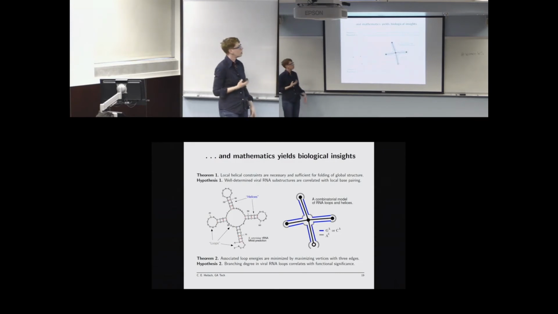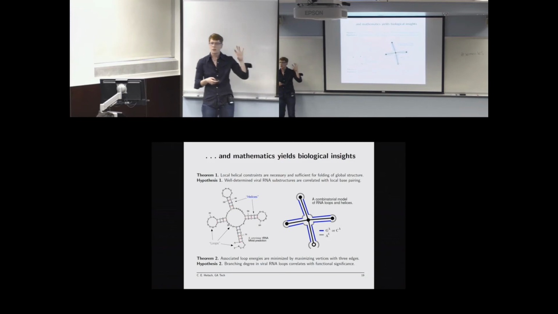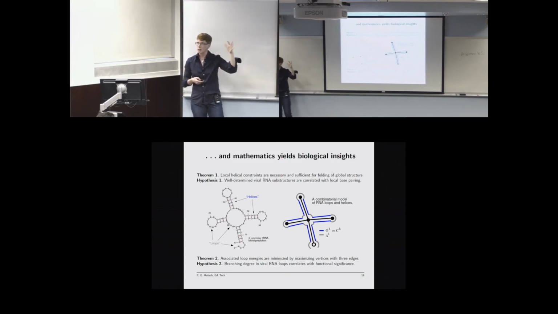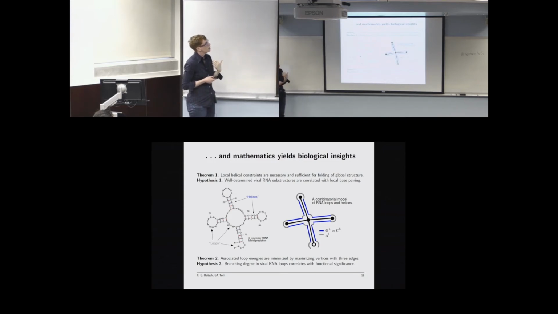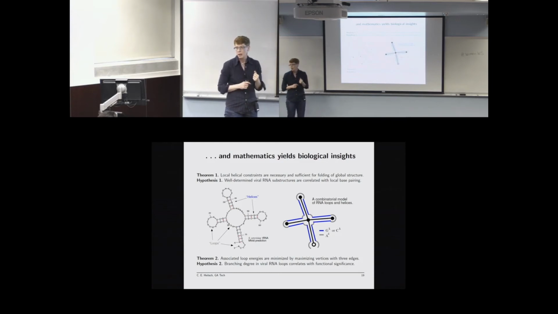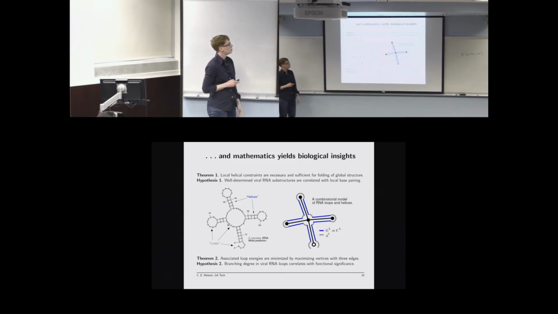And based on this tree model for the RNA secondary structures, it's possible to prove basically that local helical constraints are necessary and sufficient for the folding of global structure. That means if I want to control the overall structure of this RNA molecule, I obviously have to worry about what's going on locally. And in the combinatorial model, that is both necessary but also sufficient. And that's an interesting idea, because that then suggests that this question about well-determined viral structures, maybe you want to look at the distance of the base pairing, and that's a key consideration in terms of finding well-determined helices.